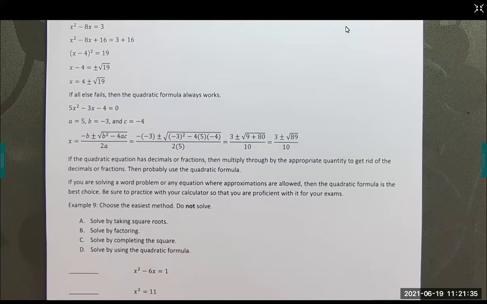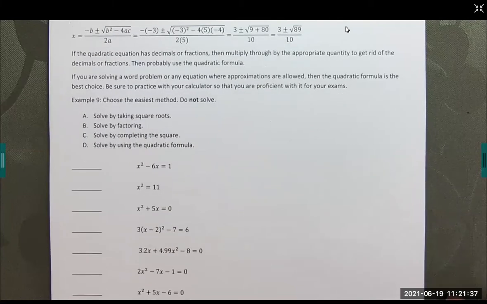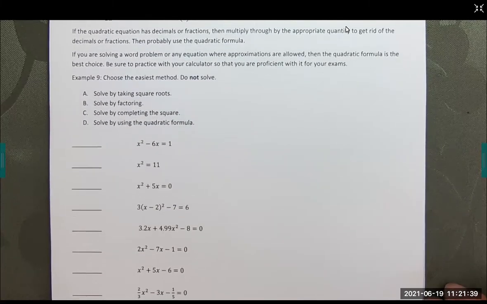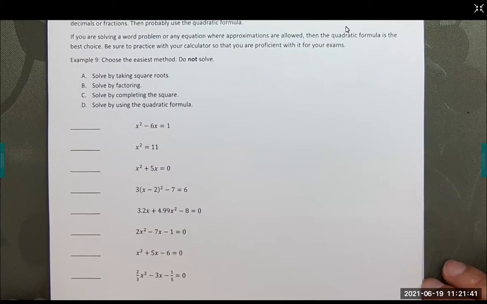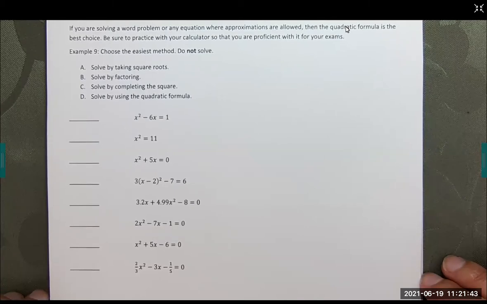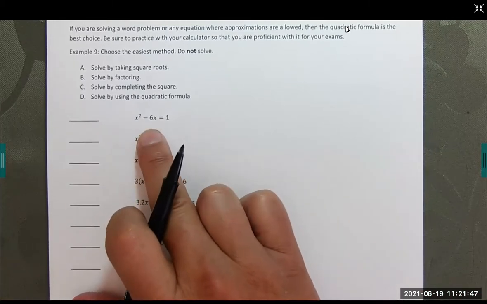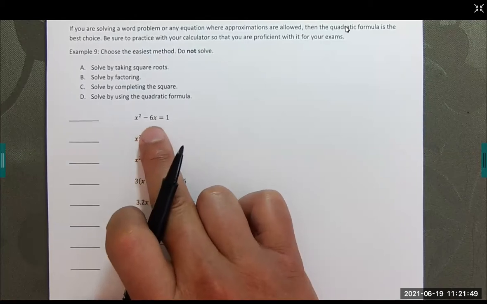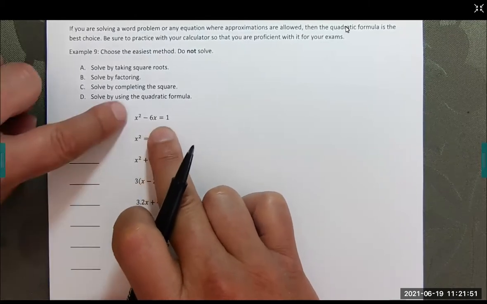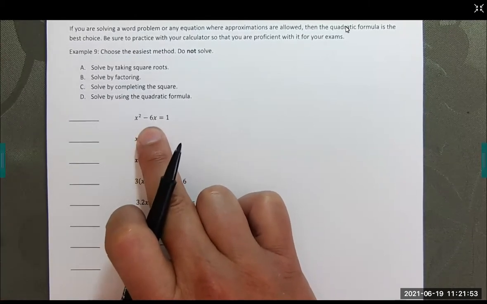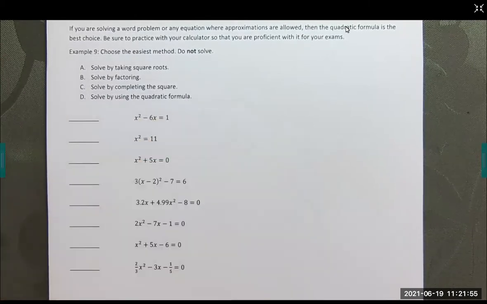So let's go through and see if we can figure out which of the 4 methods is going to be the best for us. All right, here we go. This one is, we already have it like this. The lead coefficient is a 1, and that's even. So I would say complete the square. Maybe it's the best way to go with that.